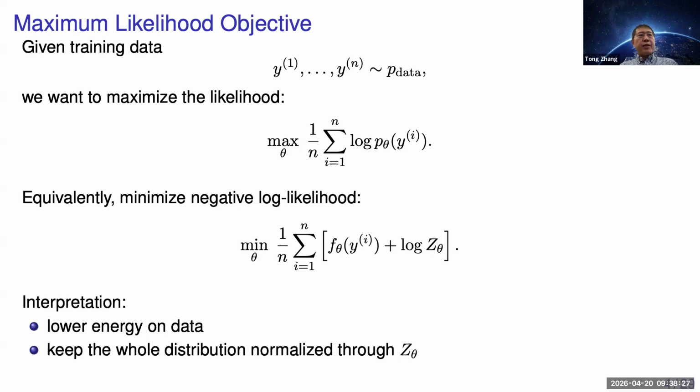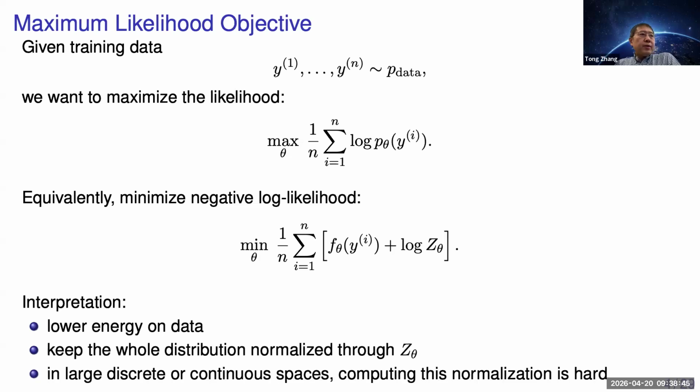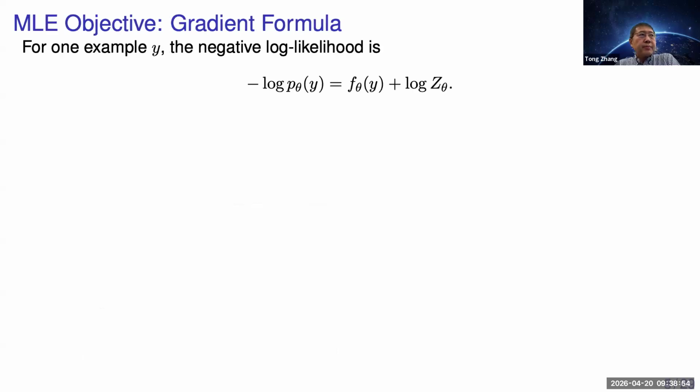And this term we try to avoid computing explicitly, right? Because this is hard. Think about if this is a neural net, how do you get the integral over the continuous space in high dimension? It's very difficult. So in large discrete or continuous space, computing this is hard. And then what we do is the following.